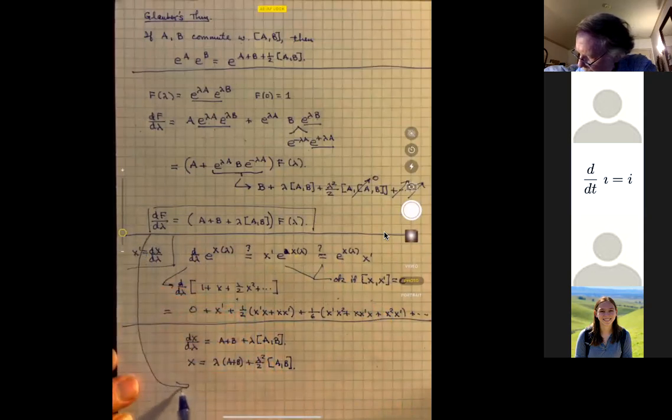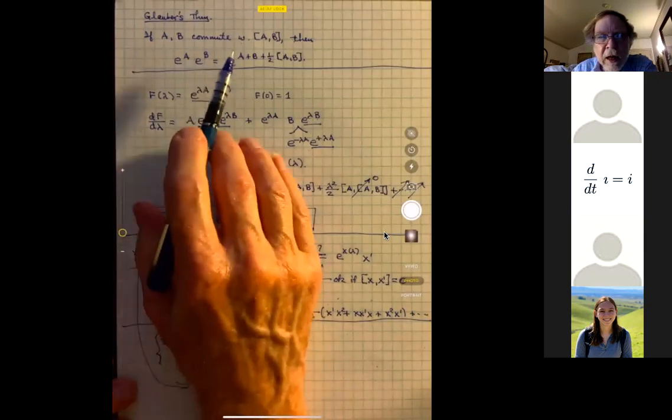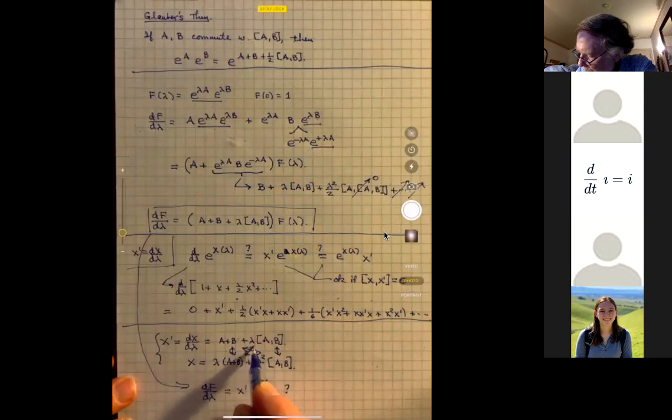Can I write this in the form of df d lambda is equal to x prime times e to the x? Does that work? Well, it'll work if x prime, which is dx d lambda, commutes with x. So the question devolves into asking whether these two lines commute with each other. Well, in fact, they do, because any operator commutes with itself. So A plus B commutes with A plus B, and the commutator of A with B commutes with itself. And A plus B commutes with the commutator because that's what we assumed in Glauber's theorem. And the same thing applies to the other cross term. So in fact, we have the commutator of x prime with x is equal to 0 for this example. And so I don't need to have a question mark here.